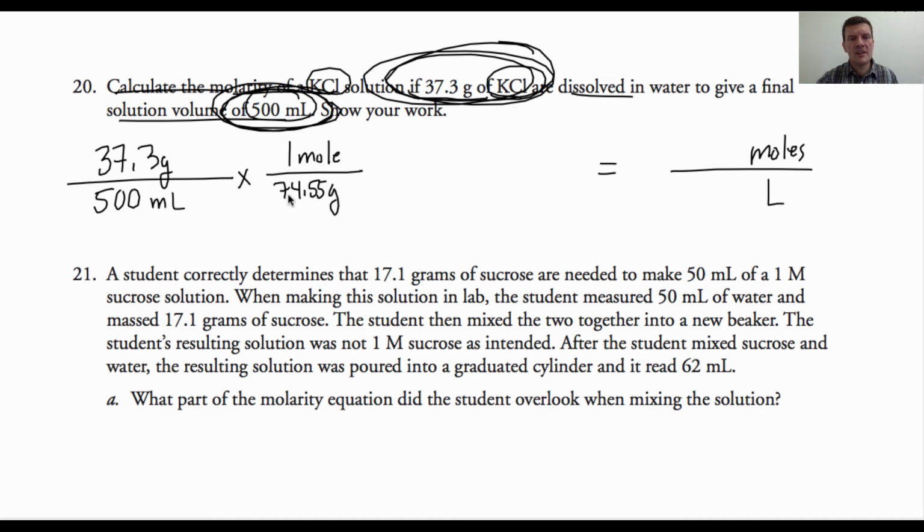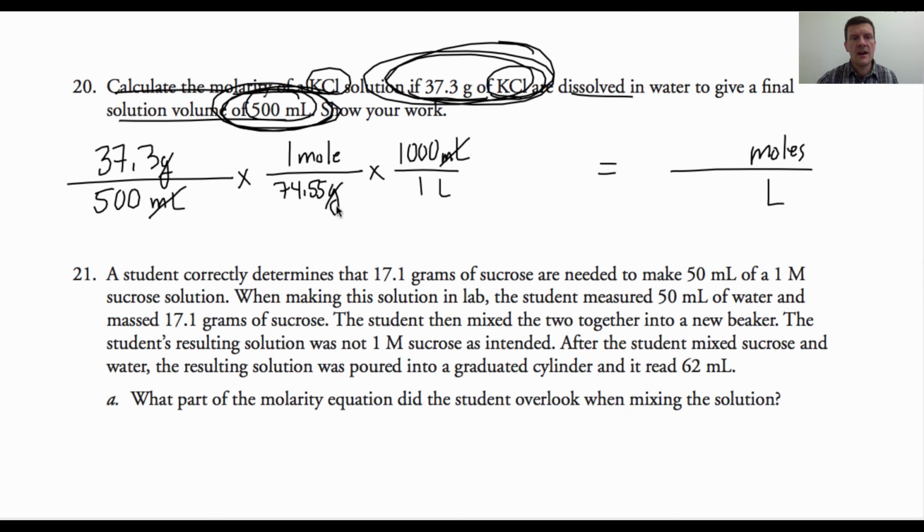And I know I'm going to put grams in the denominator because I want that to cancel. So now if I take 37.3 and divide by 74.55, I will have the number of moles. It's going to be a fraction. It's going to be about a half, right? Then I need to convert milliliters to liters. And there are 1,000 milliliters in 1 liter. How do I know that I put the milliliters on top? Because here milliliters are in the denominator and I want those to cancel.